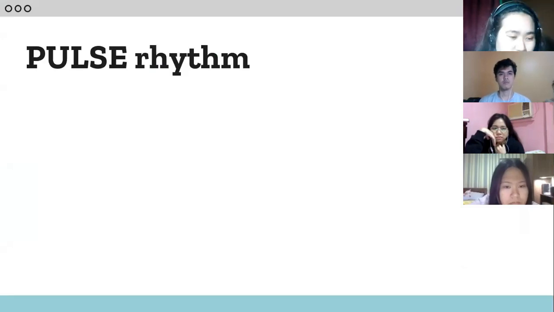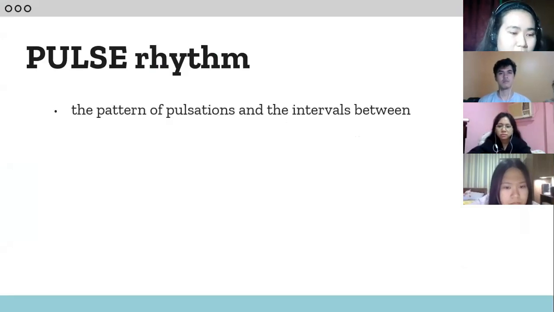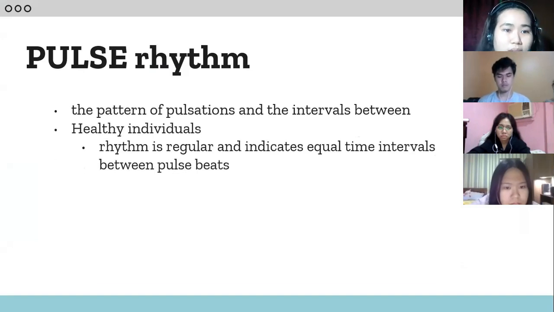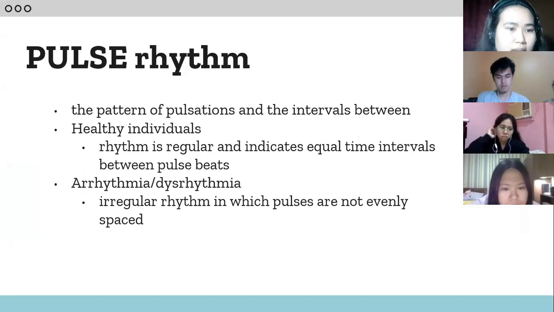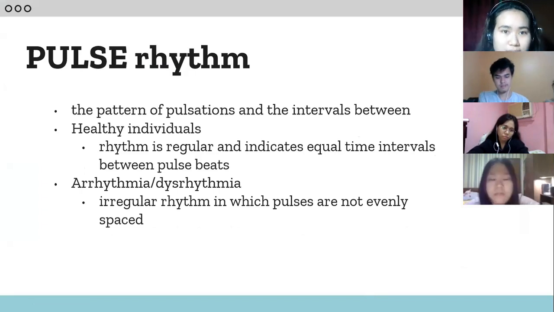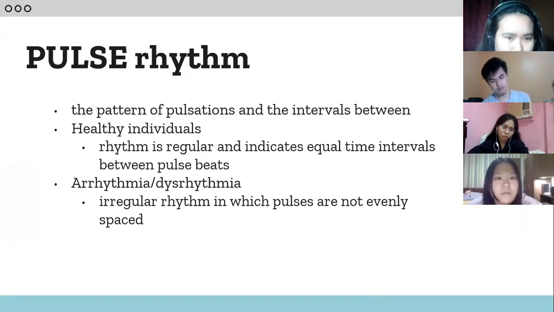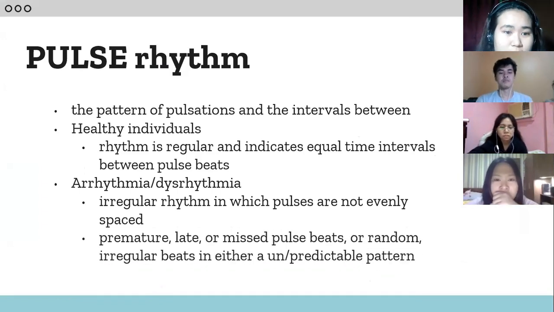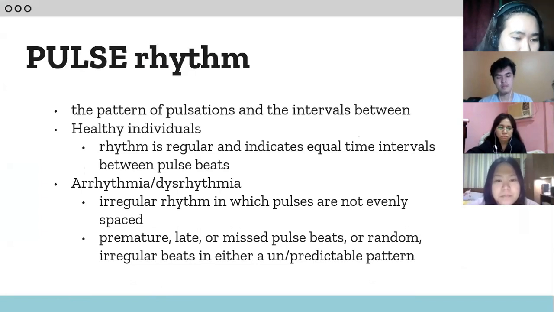Okay, next, pulse rhythm. Pulse rhythm is the pattern of pulsations and intervals between them. In healthy individuals, the rhythm is regular and indicates equal time intervals between beats. Arrhythmia is an irregular rhythm in which the pulses are not evenly spaced. Premature, late, or missed pulses, and random irregular beats, you should take note of when you're palpating or auscultating.